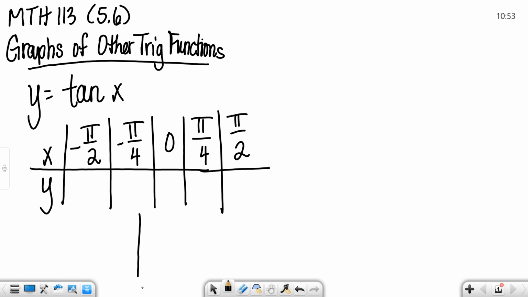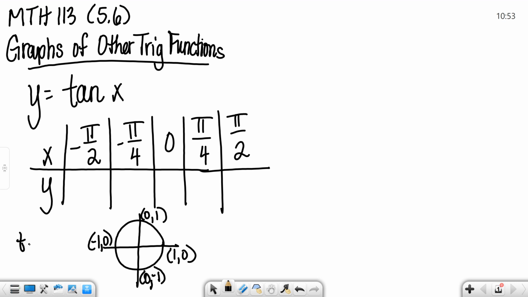Okay, so we are talking about the unit circle. So let me just sketch a little unit circle here. We've got these values x and y on the unit circle. Okay, and so just for a little quick review, remember tangent of theta is equal to y/x, the ordered pairs.